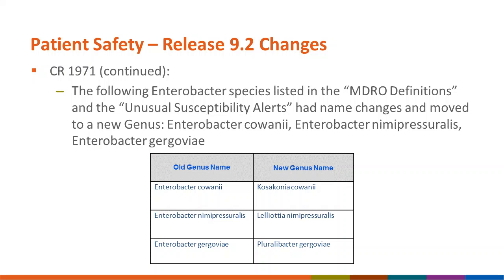We also had 3 Enterobacter species that changed genuses. You can see them listed here below, and we've also mentioned in which tabs the MDRO definitions and unusual susceptibility alerts these updates are being made in. So here you can see on the slide where those changes are and what was changed. Next slide.